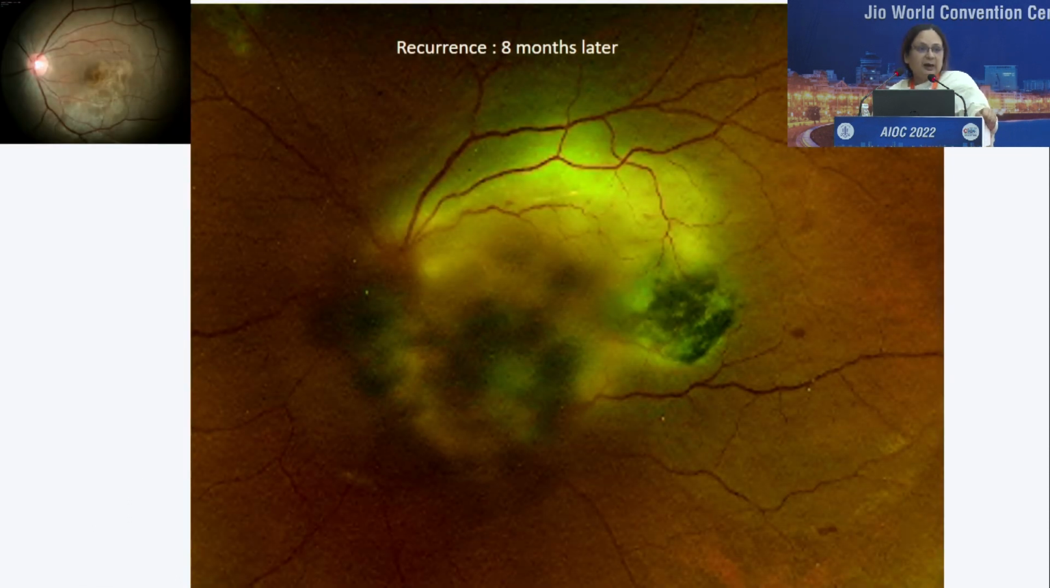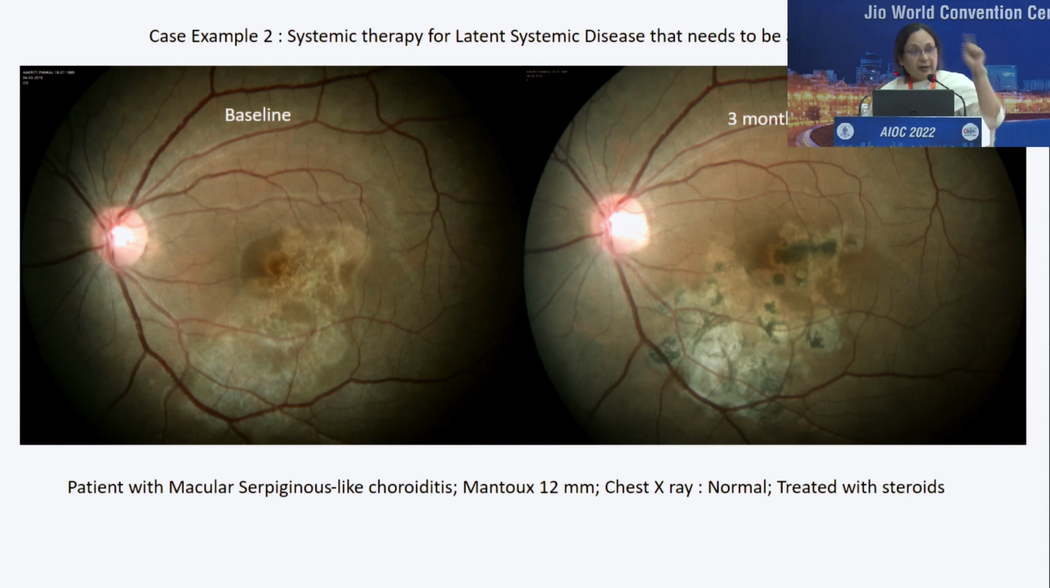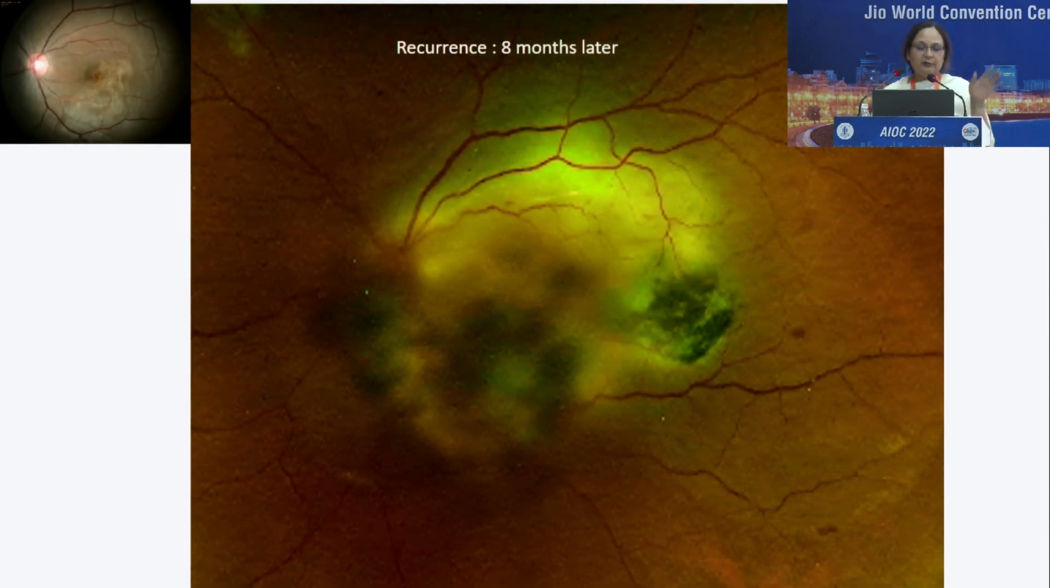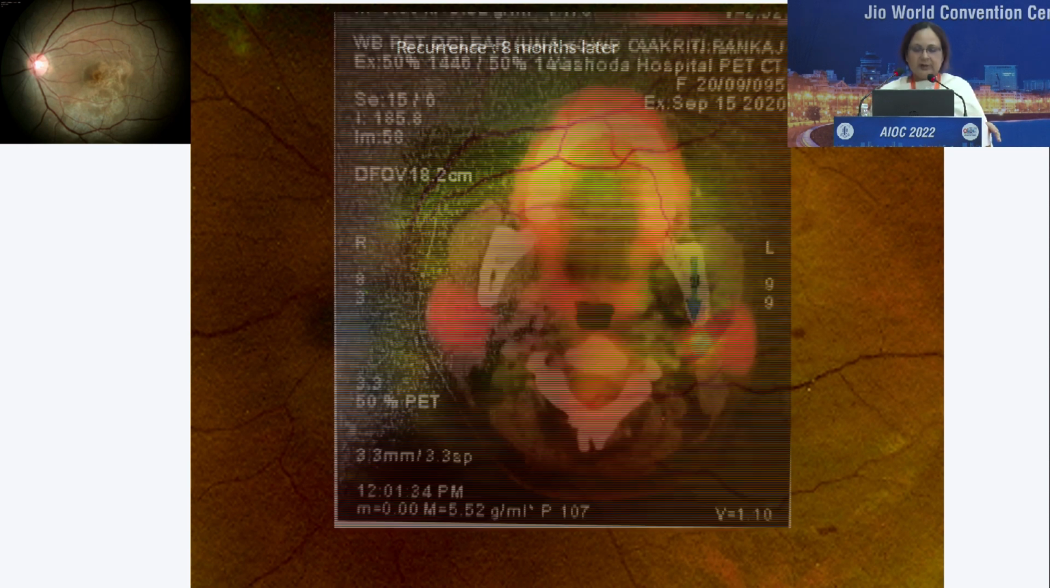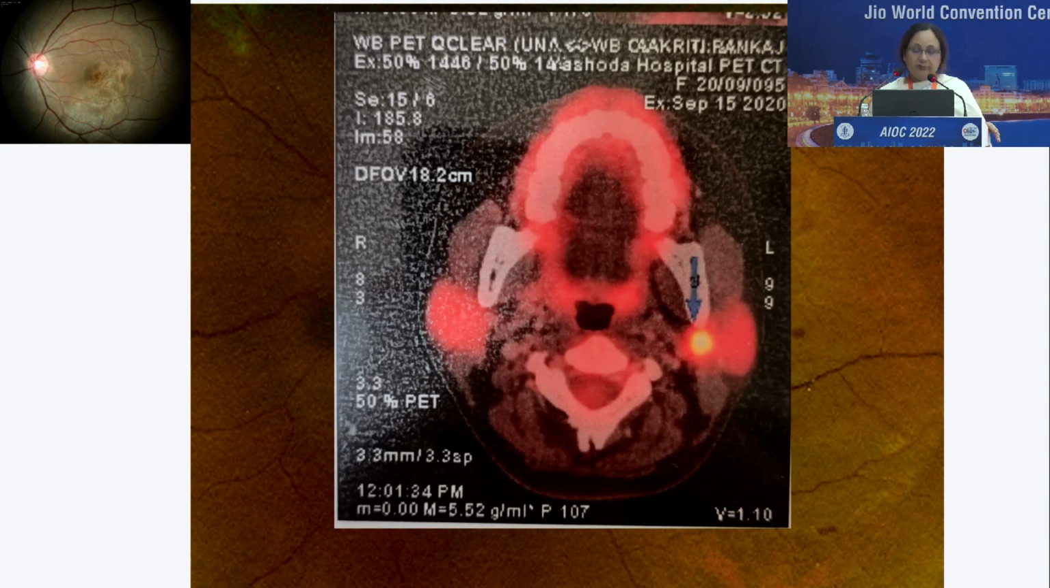What happened 8 months later? This is when the patient comes back and you can see this whole yellowish kind of granuloma sitting there. If we had treated it with anti-TB at this point of time, we could have prevented the development of a granuloma formation like this. So this is 8 months later. We hunted for TB in the body.